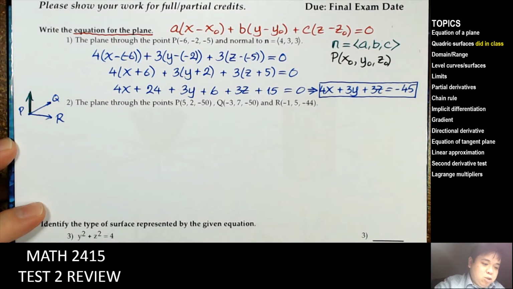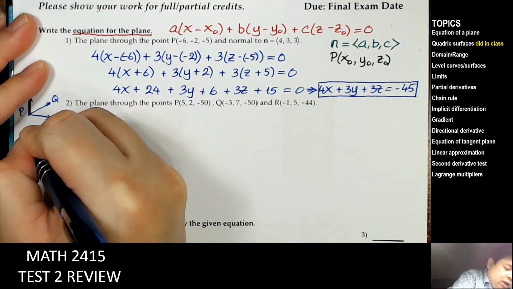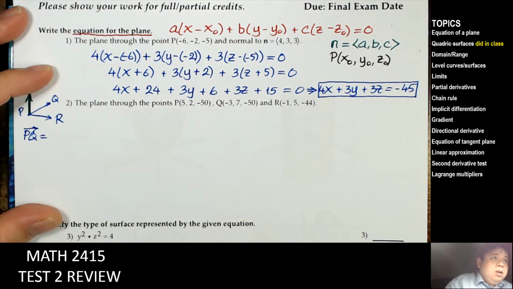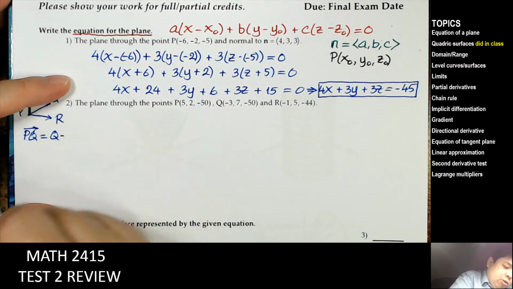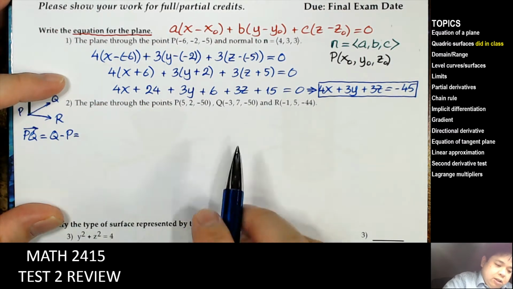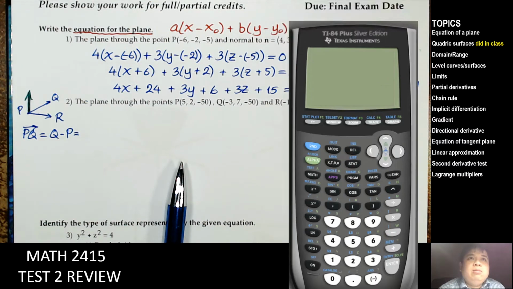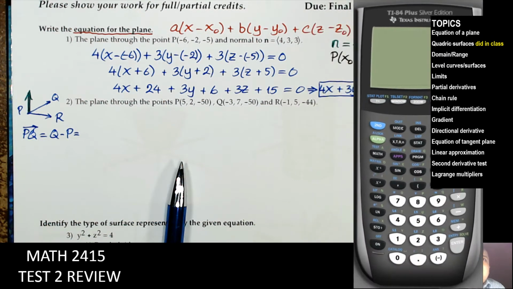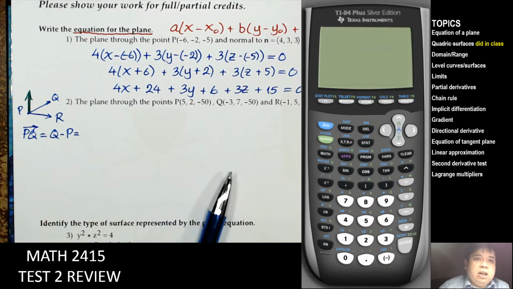Alright, this problem is a little long for that space, so I try to write smaller. So first, PQ. A vector PQ is final minus initial, so Q minus P. I'm just going to use a calculator here. We don't have to, but we don't have much space here. I'm just going to put that here for a moment. Alright, so PQ is Q minus P.